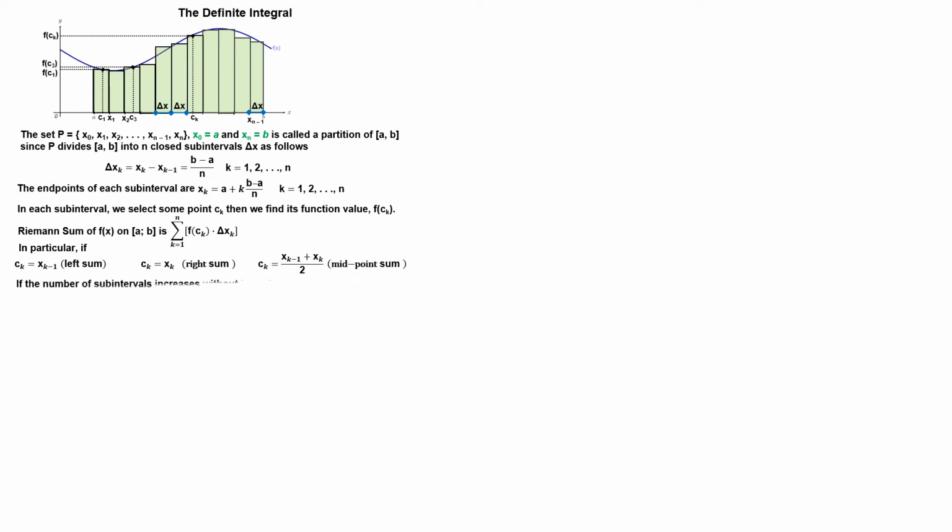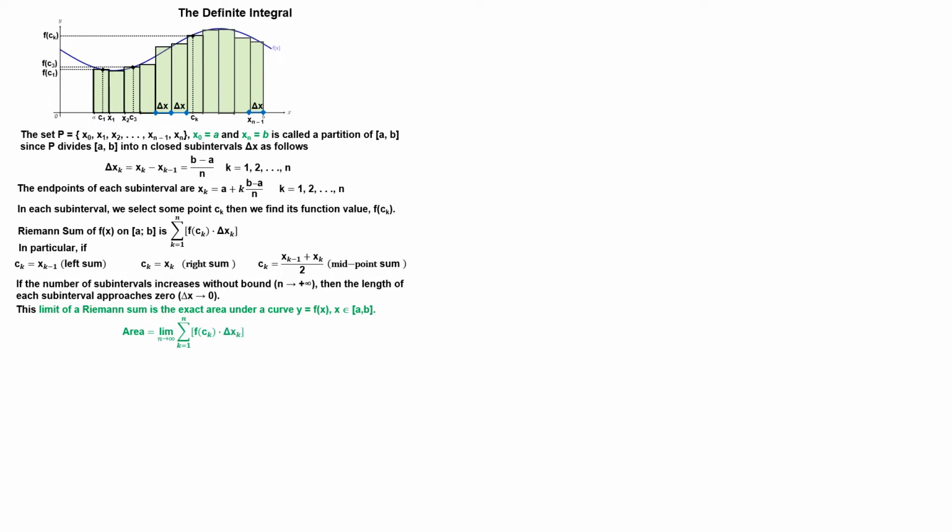If the number of subintervals increases without bound, in short, when the number of rectangles approaches infinity, then the length of each subinterval approaches 0. This limit of a Riemann sum is the exact area under a curve y equals f of x, x belongs to the interval [a, b]. We give this type of limit a special name and notation.